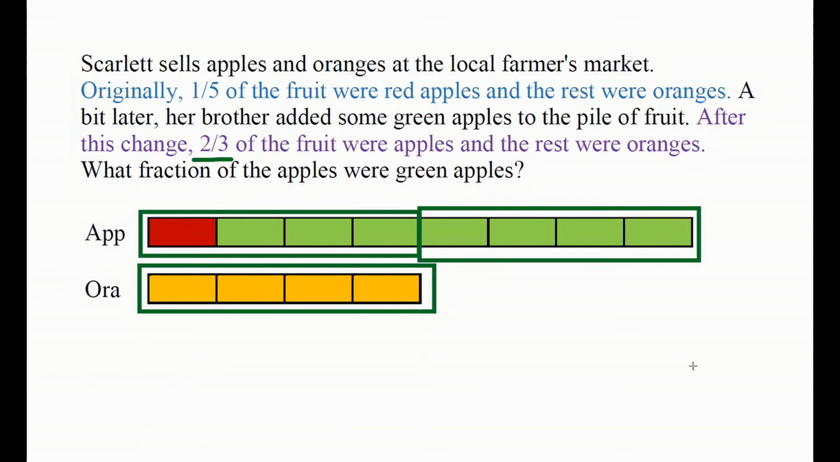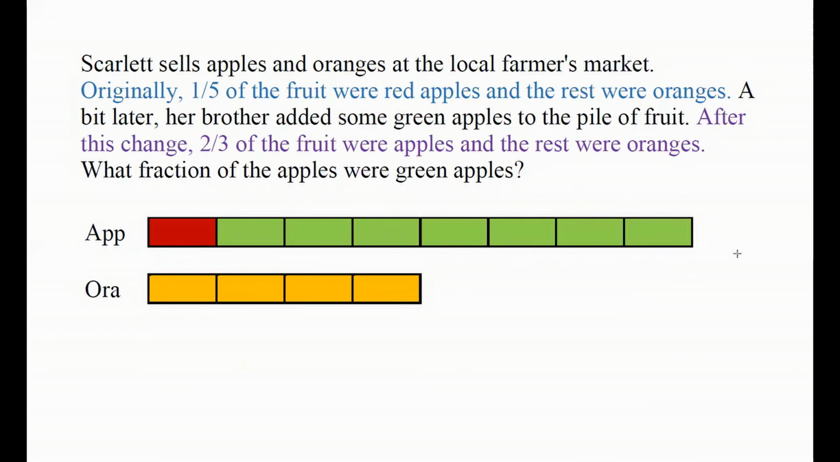So what is my answer? What fraction of the apples were green apples? Altogether, there are 8 rectangles that represent the apples, and 7 of the 8 rectangles are green. So my answer has to be 7/8 of the apples were green. And I'm just finding out what fraction of the apples were green. I'm not finding out what fraction of the fruit were green. So make sure you understand the difference.